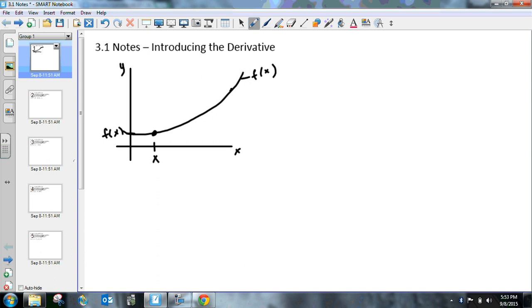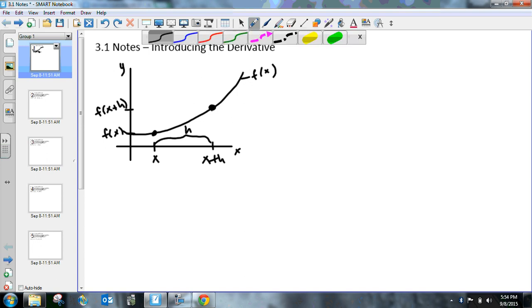Now, if I were to come over here, and draw a line here, and put a point here, and let's say that I create some distance h, just like we had in the last video, okay? This distance h is a distance, so consequently this x value is called x plus h, okay? That's the distance x plus the distance h. All right, and if I found this corresponding y value, then I would just call this f of x plus h, okay?